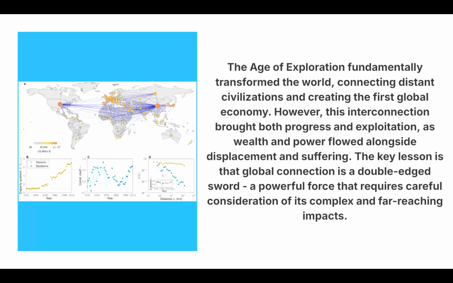From 1450 to 1750, humanity crossed a threshold. For the first time, every continent became a part of a single interlinked system. Empires rose on silver and sugar, cities thrived on spices and slaves, ecosystems blended, and cultures collided. Was this progress or exploitation? It was both. The age of exploration expanded horizons and horizons of suffering alike. The lesson is clear. Global connection is powerful, but never neutral.